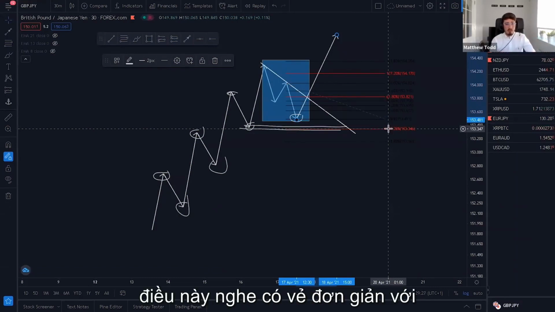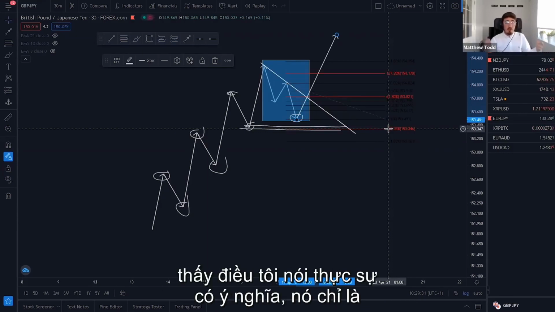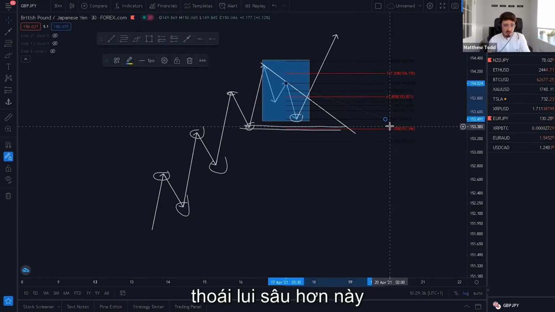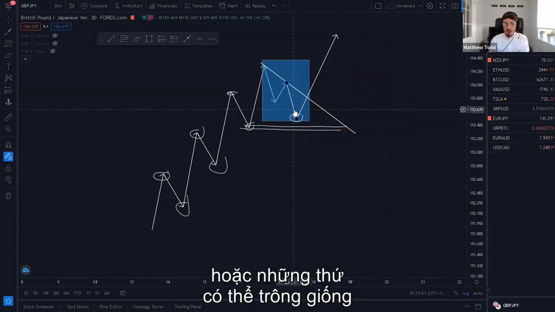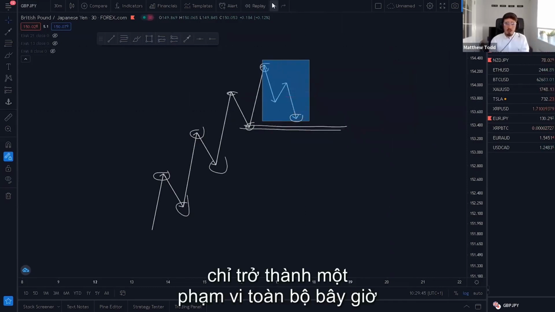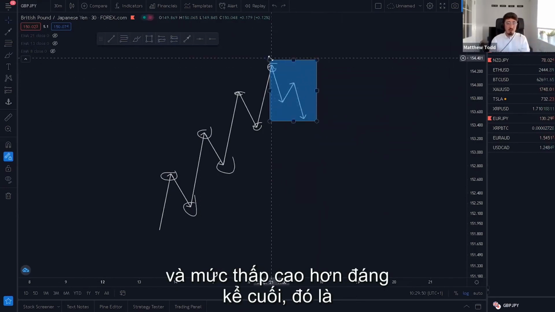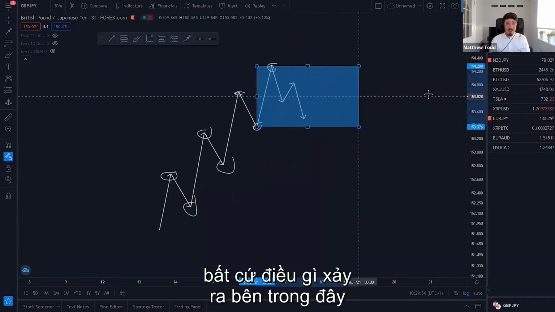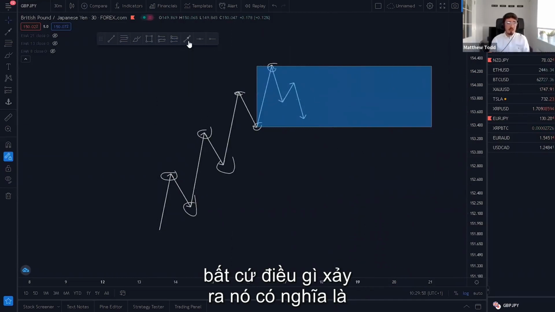And I know this might sound simple to a lot of people, or people might be going, that actually makes a lot of sense. It's just a rule that I apply to avoid getting caught in these sort of deeper retracements or things that may look like a downtrend, but in actual fact, this just becomes a whole range now. This whole area between the high and the last significant higher low, which is, let's just mark it in. Anything that happens inside here is completely irrelevant now. Anything that happens, it means nothing.